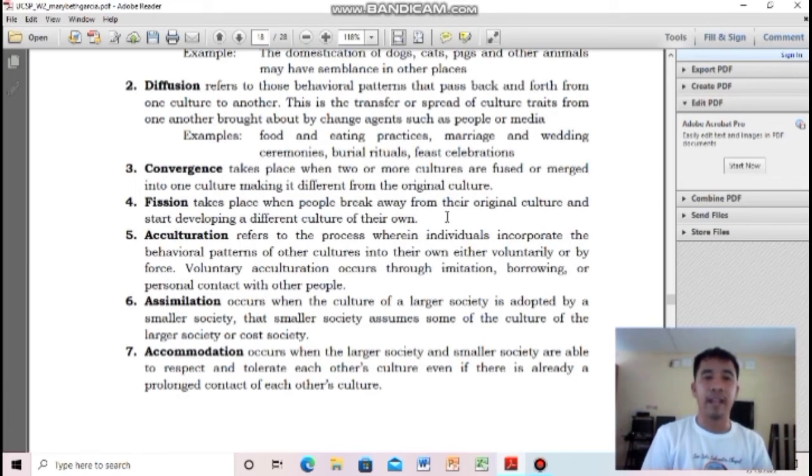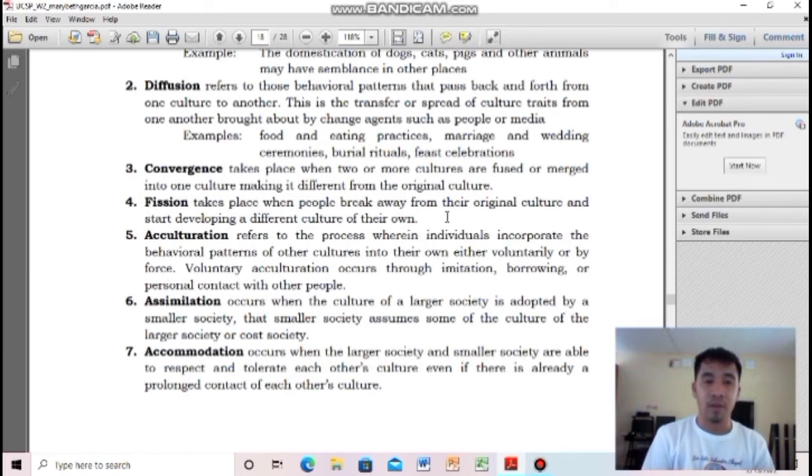Next is assimilation. Occurs when the culture of a larger society is adapted by a smaller society. That smaller society assumes some of the culture of the larger society or host society. So dali nagakatabo kung ang gamay abi nga grupo, no, nag-impon sa dako nga grupo, ang tendency sa gamay nga grupo is ang mga practices sa larger society iya nga gina-adapt or iya nga gina-practice.